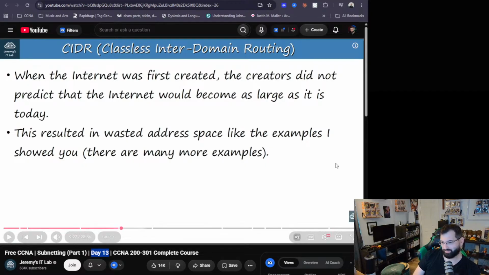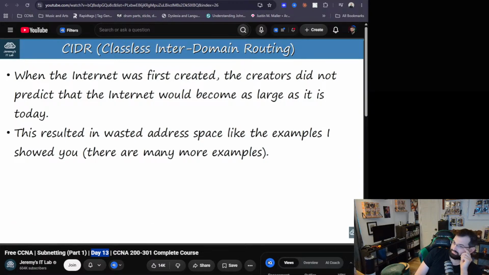This resulted in wasted address space, like the examples I showed you. And there are many more examples that I could show you. The total IPv4 address space includes over 4 billion addresses. And that seemed like a huge number of addresses when IPv4 was created. But now, address space exhaustion is a big problem. There's not enough addresses. One way to solve or remedy this problem is CIDR.